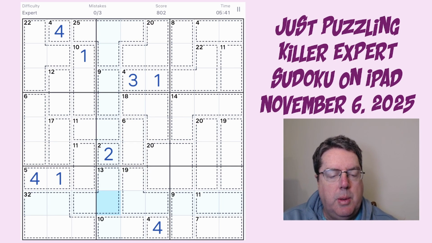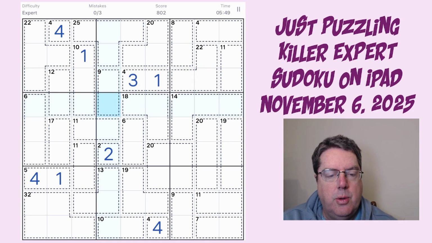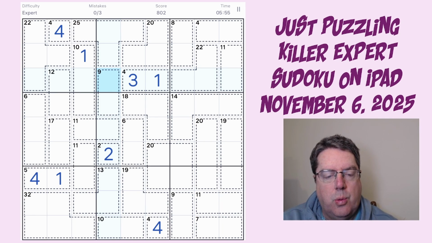So 1 is going to be one of these two, which means 1 can't be there. So 1 and 8's out, 2 and 7. So this can be 3 and 6 or 4 and 5. 4.